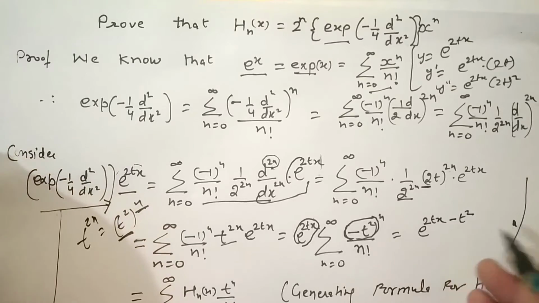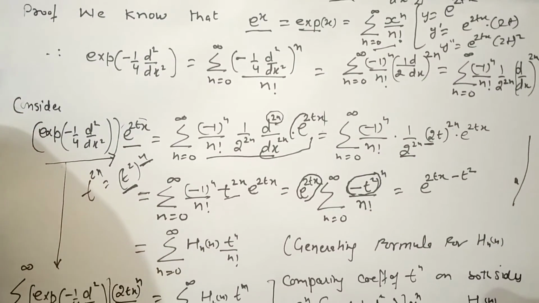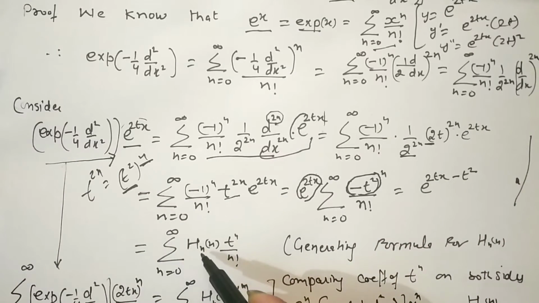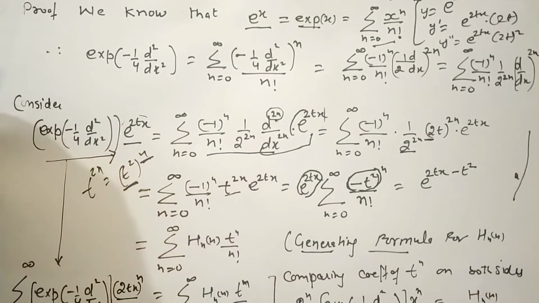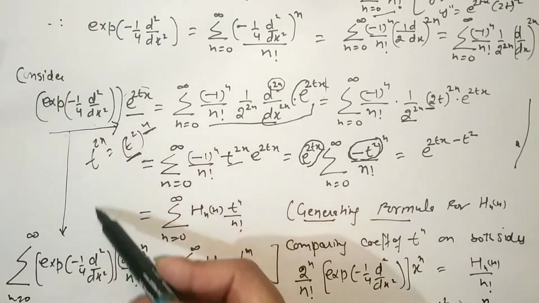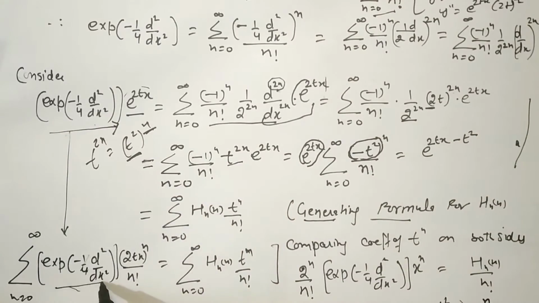And remember, what is this? This is the generating function for H_n(x). So this is nothing but the generating function, which can be written as summation H_n(x) t raised to power n upon n factorial, using the generating function for H_n(x). Now you can compare these two things. This thing can be written like this, because this is the exponent that was given in the question.